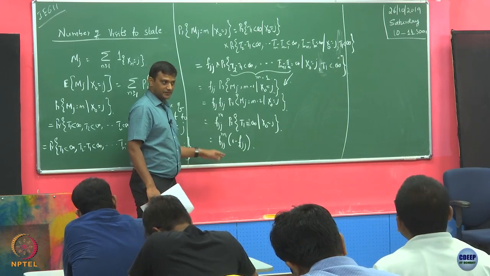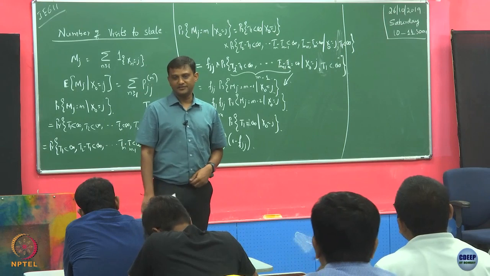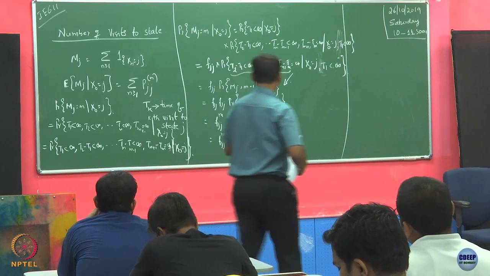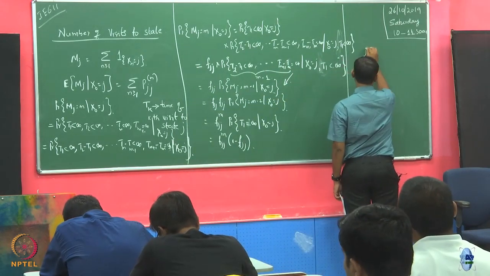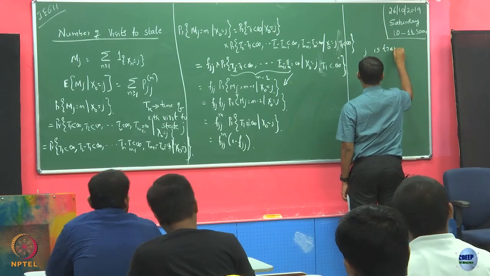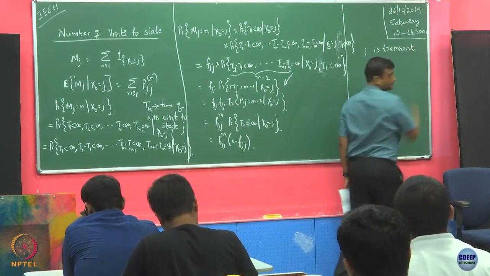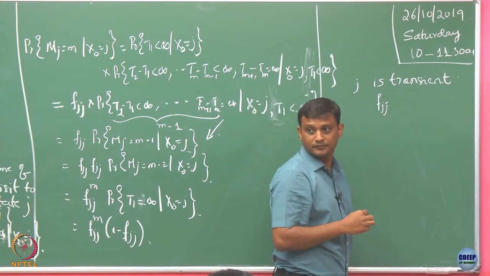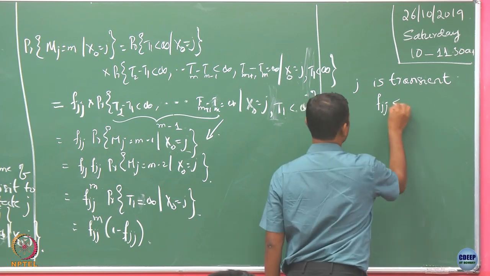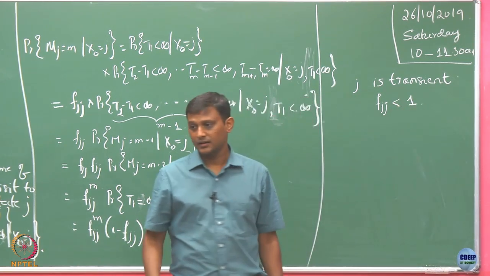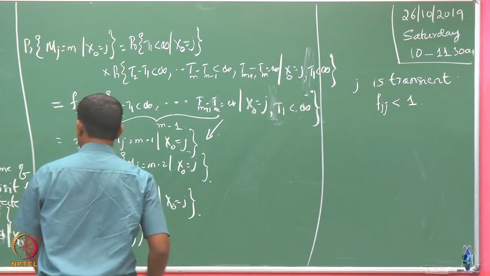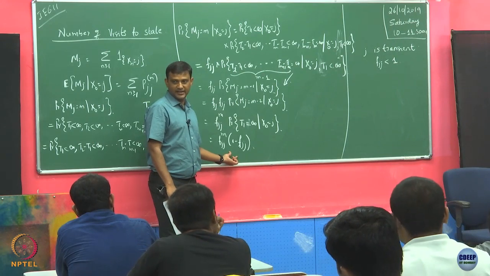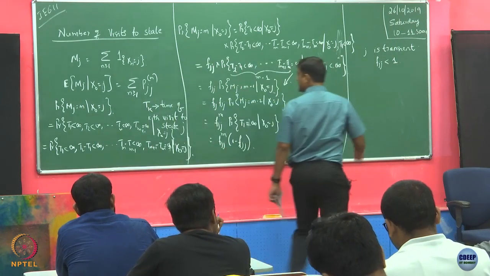We have fjj here, now we know something about fjj depending on whether it is transient or recurrent, right. Suppose my state j is transient. What does fjj mean in that case? Transient case, less than 1. So in that case, this probability will be non-zero, right? It will be a strictly positive quantity.